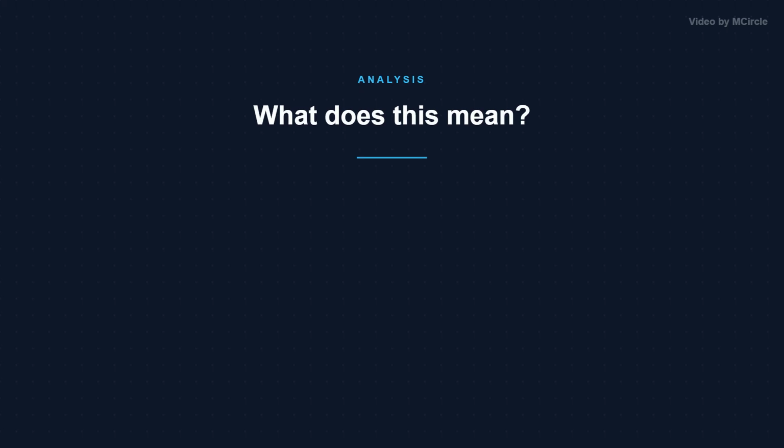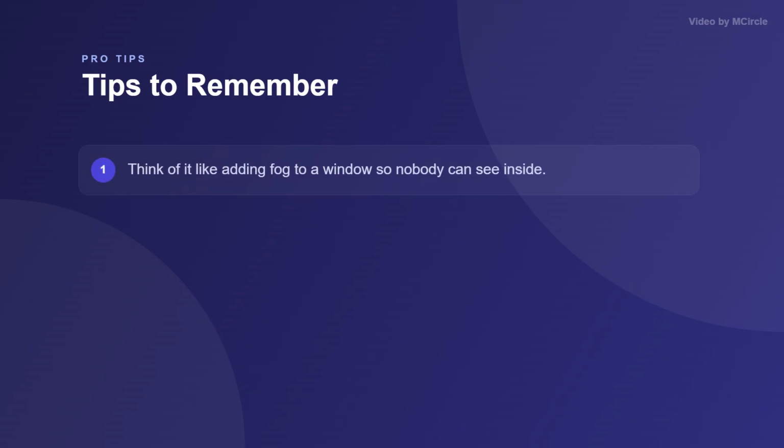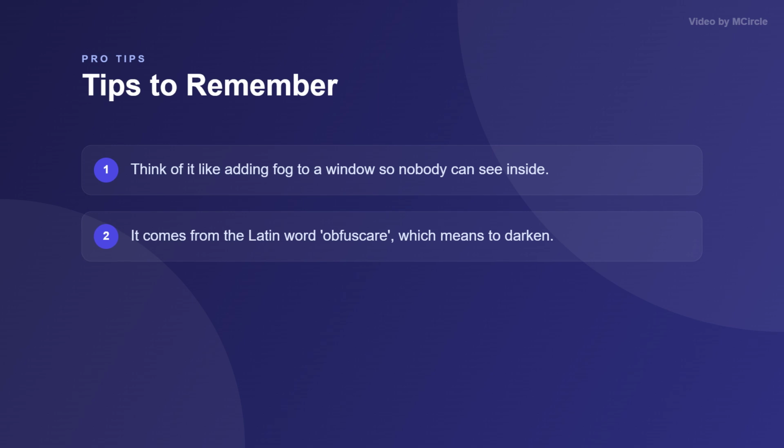Emma uses the word to describe how someone is making things confusing on purpose to hide a fact. Think of it like adding fog to a window so nobody can see inside. It comes from the Latin word obfuscare, which means to darken.